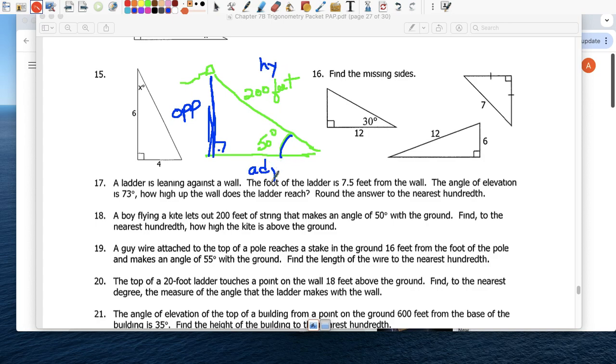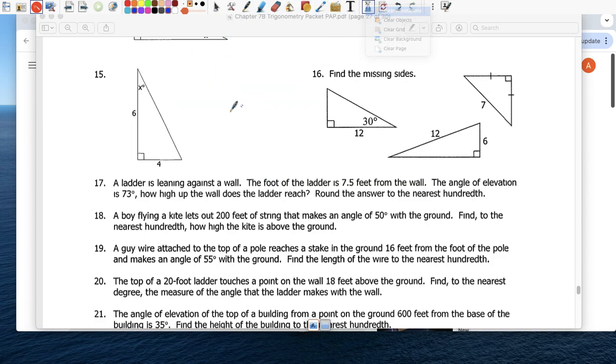So obviously we're not going to use the adjacent side because we don't have any information. So you're looking for something that uses opposite and hypotenuse. So this would be sine of 50 equals the opposite, which I don't know, I'll just call it x, over the hypotenuse, which is 200. Cross multiply, you can finish the rest.